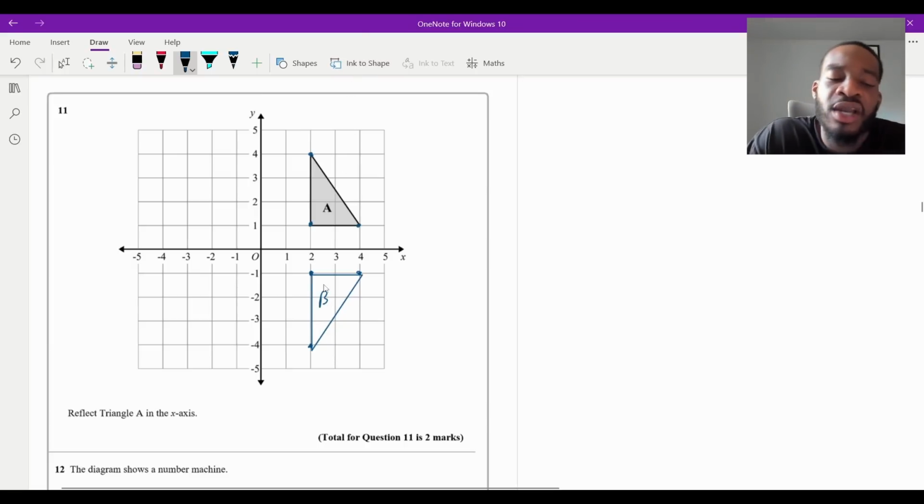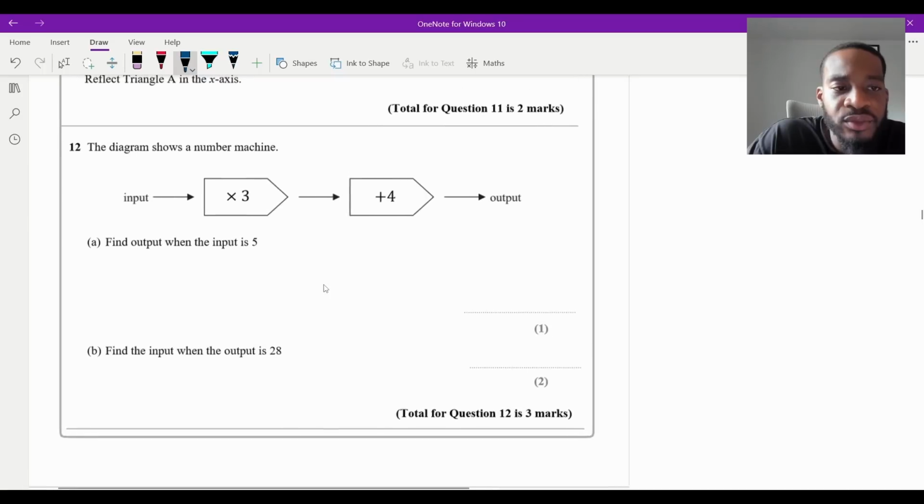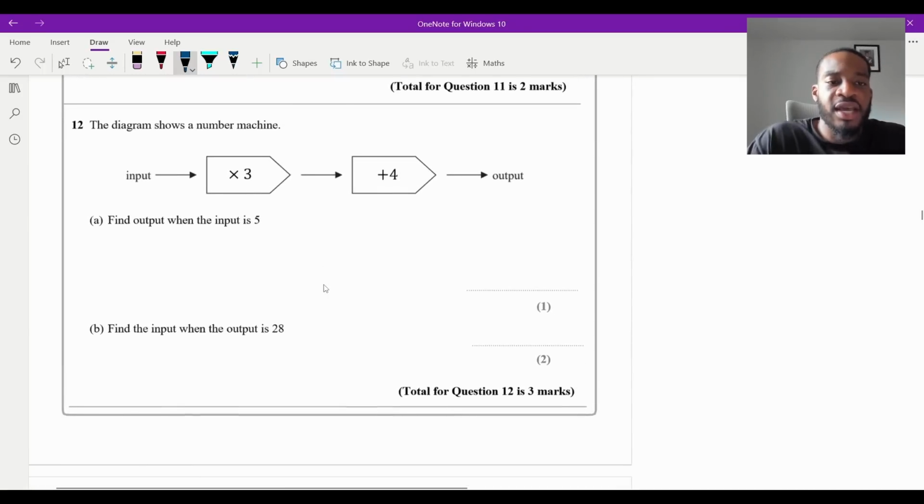So that's question 11. Question 12 says, we've got a number machine. The diagram shows a number machine. The input is times by 3, and then we add 4, and then we get the output.